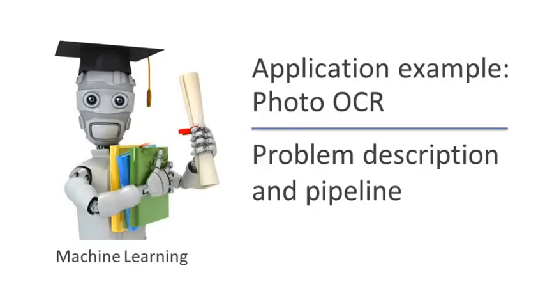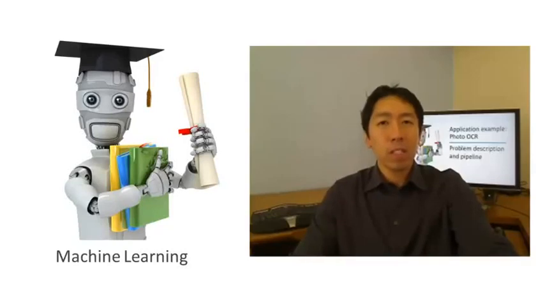In this and the next few videos, I want to tell you about a machine learning application example, or a machine learning application case study, centered around an application called PhotoOCR. There are three reasons why I want to do this. First, I wanted to show you an example of how a complex machine learning system can be pulled together.